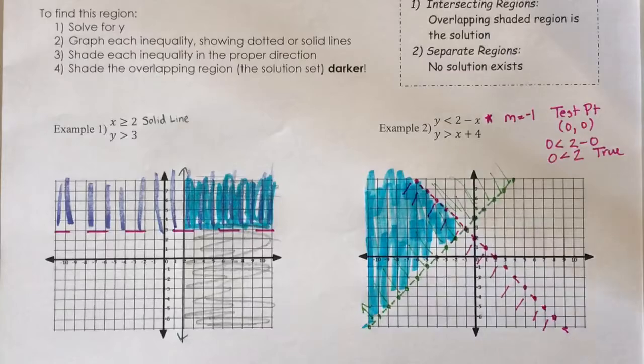Okay, in the next videos you're going to watch some where they're not already written in slope-intercept form, where you have to solve for y. Keep in mind, anytime you are dividing or multiplying by a negative number, you always have to flip your symbol.